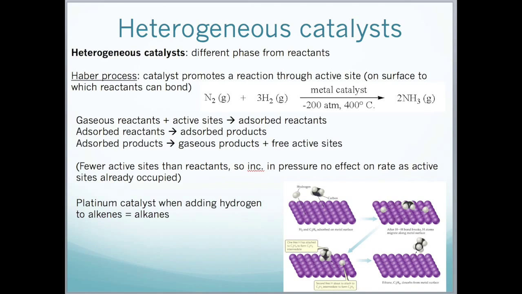Another example is the use of platinum as a catalyst when adding hydrogen to alkenes to produce alkanes. In this diagram we can see the purple balls represent the platinum. We have hydrogen and carbon being adsorbed to the metal surface. When the hydrogen-hydrogen bond breaks, hydrogen atoms migrate along the metal surface, and then ethane desorbs from the metal surface.